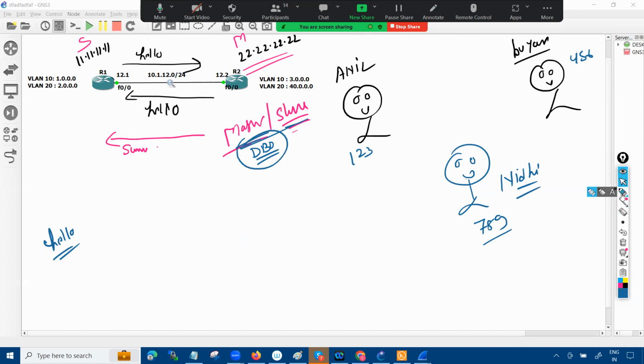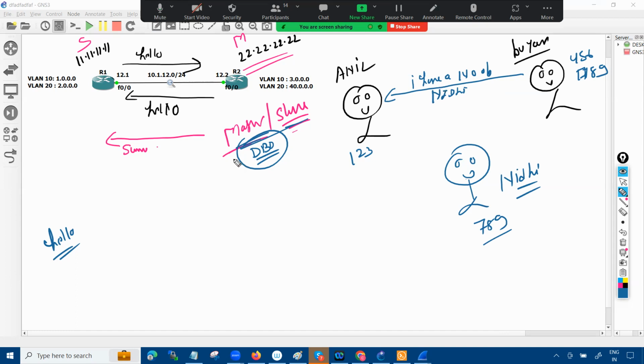Now understand the concept. Boozer has the number of Nidhi as well, so Boozer is telling Anil, hey Anil, I have the number of Nidhi, 7, 8, 9. He is just saying that he has the number of Nidhi. He's not saying the number itself, he's just saying that he has it.